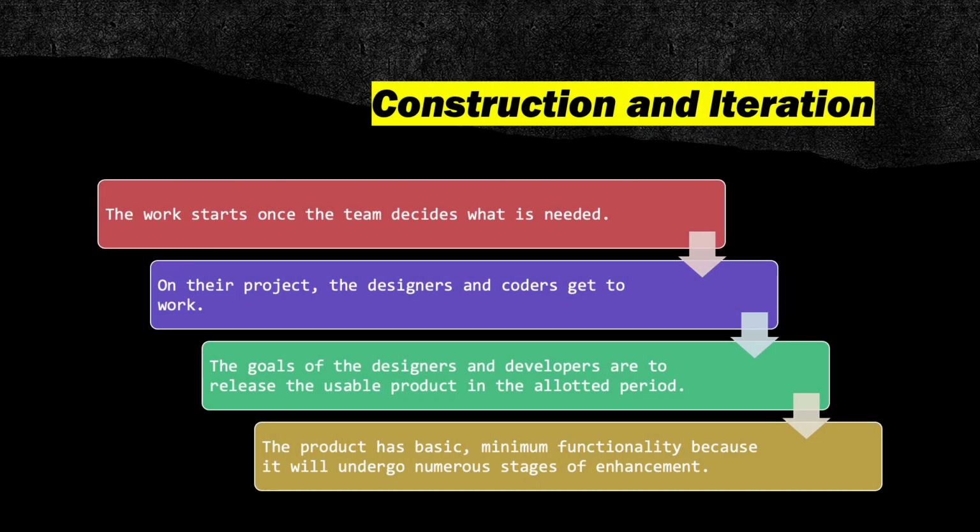After the group has agreed upon what must be done, work can officially begin. The designers and coders begin their work on the project they are working on. The deployment of a product that is useful within the specified time frame is one of the primary objectives of the designers and developers. Because it will go through many stages of development after this one, the product only possesses the most fundamental and essential capabilities.